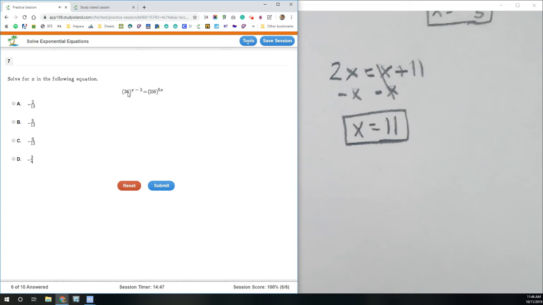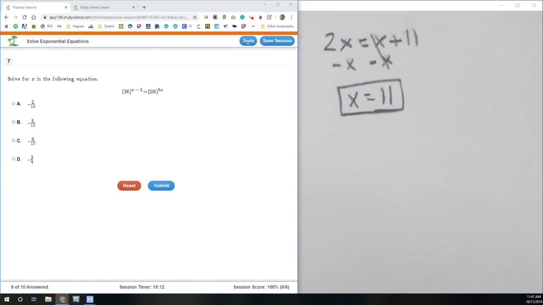Okay, here's another one. We have 36 to the exponent of x minus 2 equals 216 to the exponent of 5x. Now, this one's a little trickier. In the other problems where the bases didn't match up, we were okay because we just took the number and put the exponent that it would be. But this one already has an exponent. So what do we do? We're going to have to use a little bit of concept, a little bit of math.